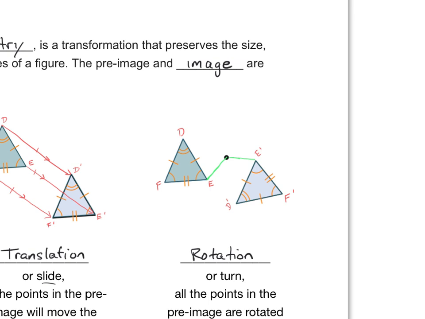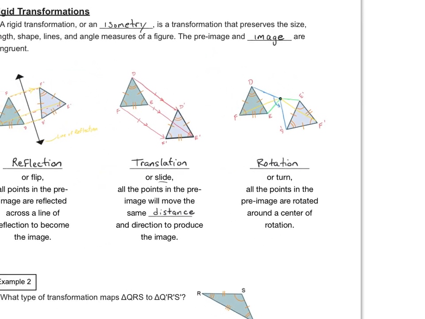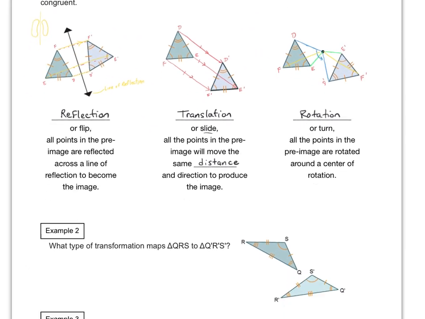If I connected all my corresponding points, D to D prime, that seems to be the same distance as that. And then if I, again, did it with F, you can see that all the points are being rotated the same amount of degrees. So we find that the corresponding points are equidistant from that center of rotation. Okay, so just looking at some of the transformations and the characteristics.